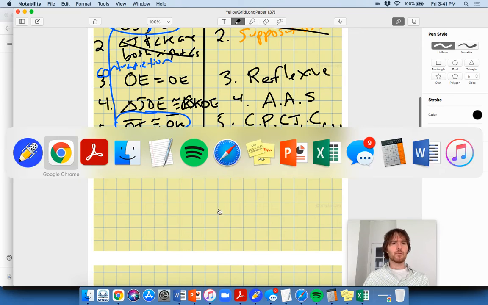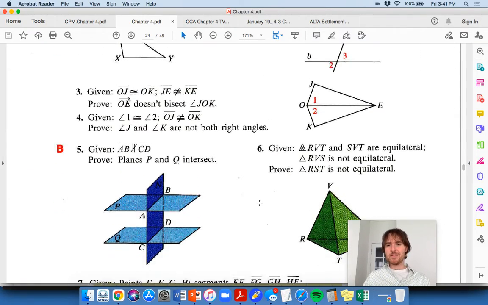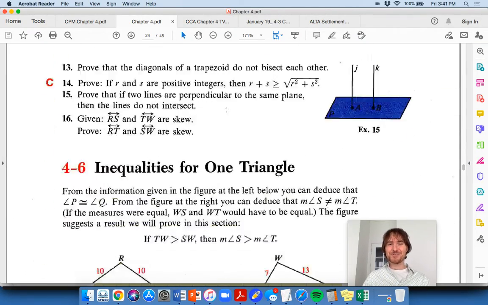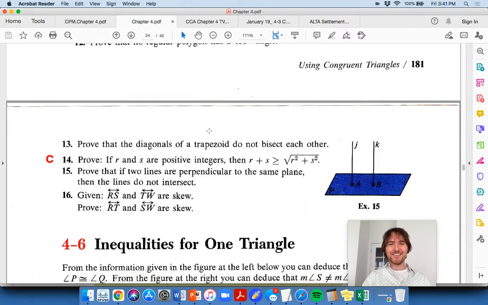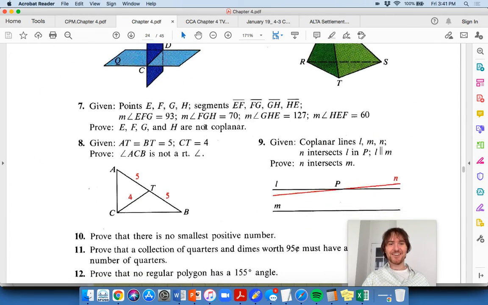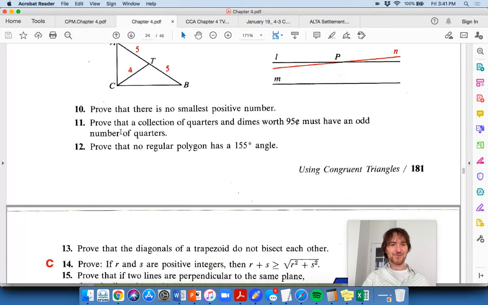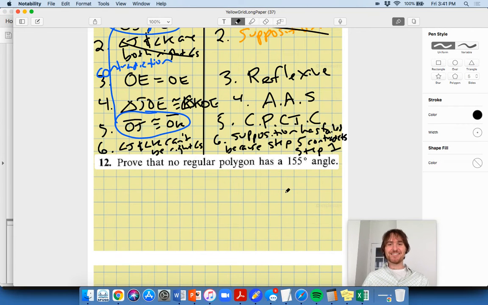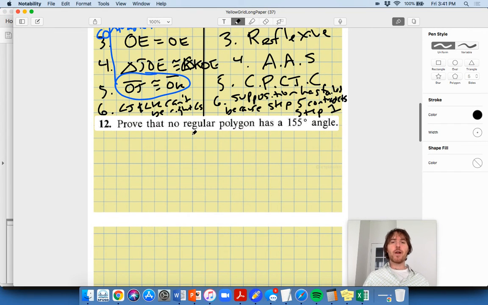I think this is even a B-level problem. Let's check out these B-level problems. I don't think these ones are too hard later on here. B-level problems, 10, 11, 12. So those are just two A-level problems. I don't think this one's too bad here. Prove that no regular polygon has a 155-degree angle.